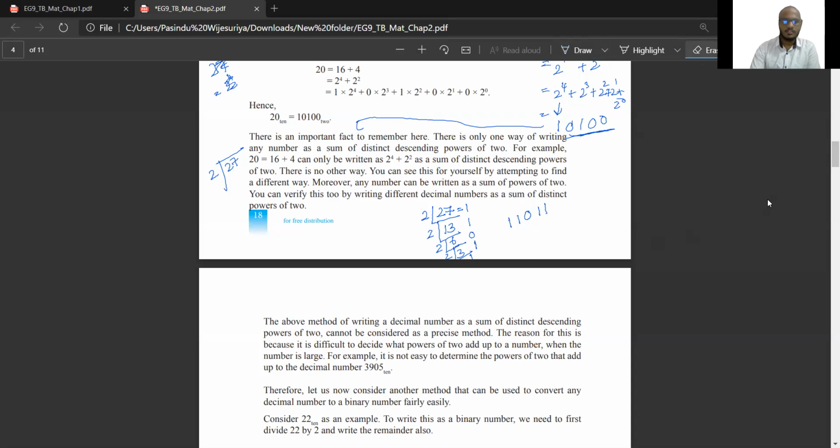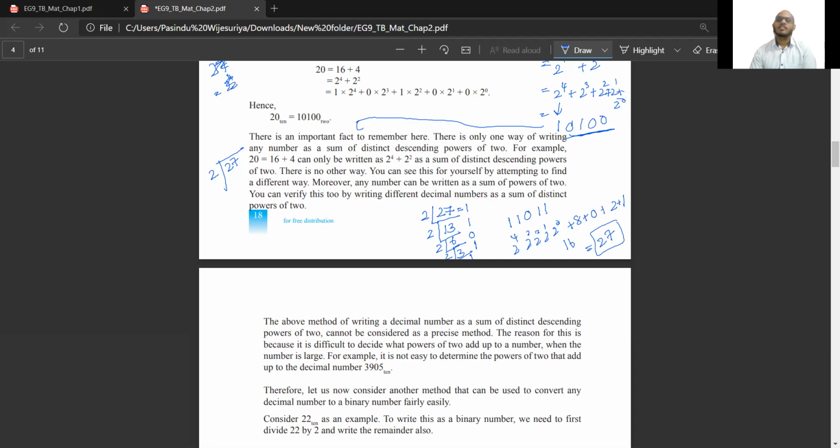So again, if we consider this number, this is 2 to the power 0, 2 to the power 1, 2 to the power 2, 2 to the power 3, 2 to the power 4. 2 to the power 0 is 1, 2 to the power 1 is 2, plus 0, plus 2 to the power 3 is 8, plus 2 to the power 4 is 16. So 16 plus 8 is 24, 24 plus 2 is 26, plus 1 is 27.